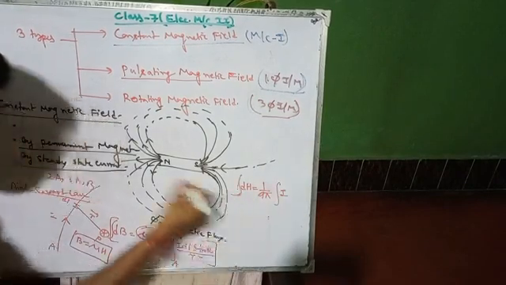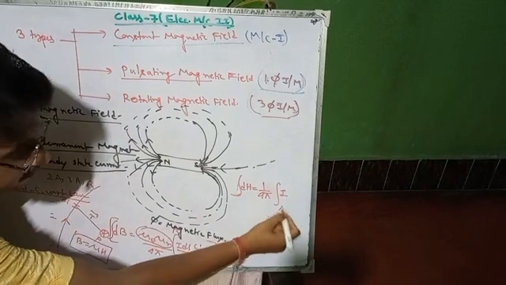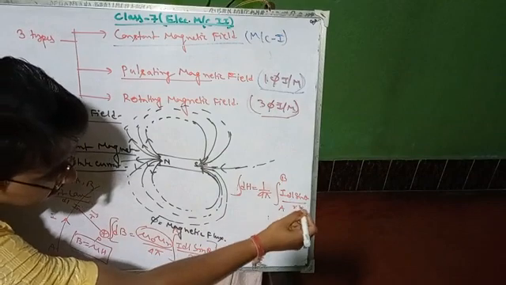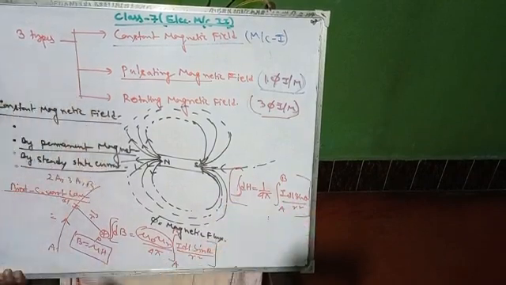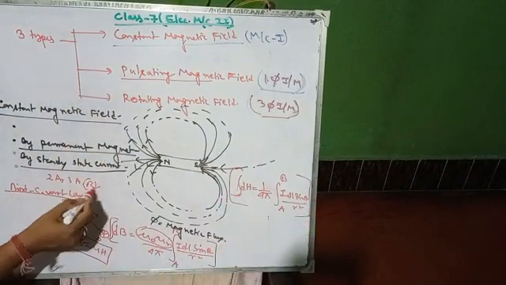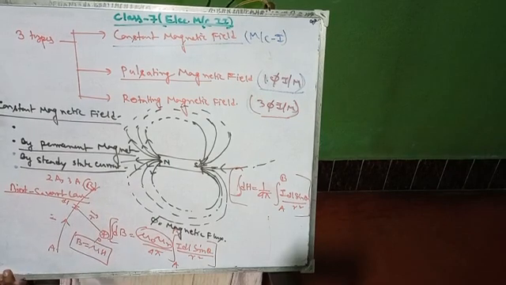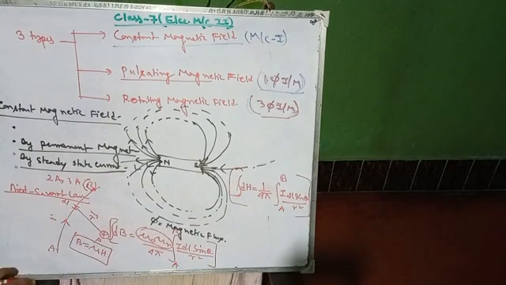So if we consider the whole part from A to B, it will be I dl sin theta by r square, right? So this is only the magnitude. We are taking from A to a certain point B over here. So it is very easy, and this is for the steady state current concept.